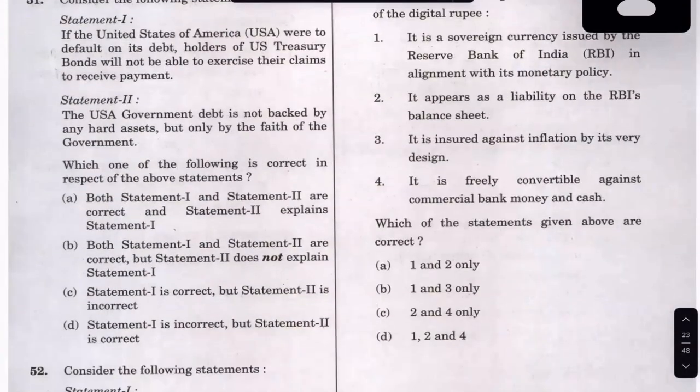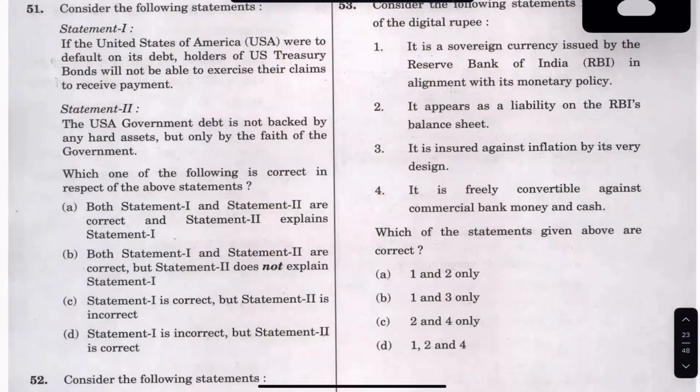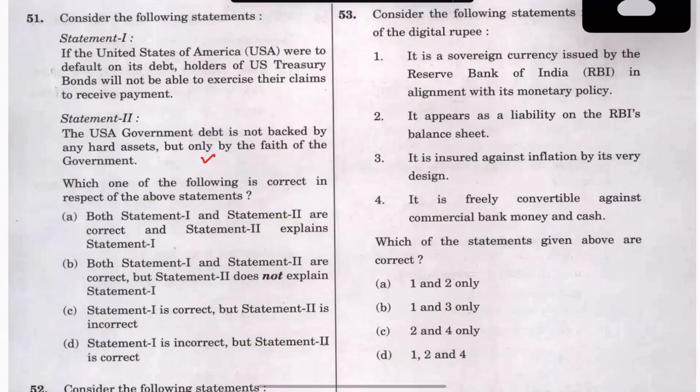Next question is this question. US government debt is not backed by, this is true, but only by the faith of the government. This is true. If the United States were to default on its debt, holders of US Treasury bonds will not be able to exercise their claims to receive payment. This is a dicey statement, because Treasury bonds can be with different countries. You can default, but you will have to pay somehow. So China, India, people will have to, you have to pay.